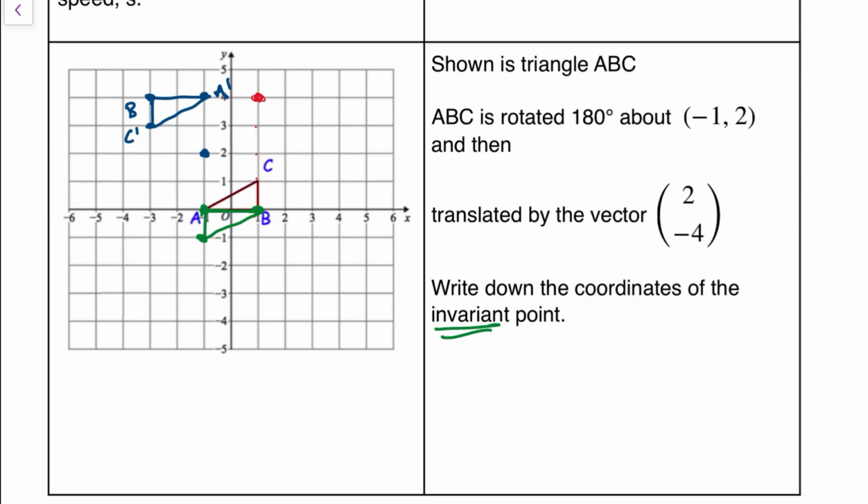And if you haven't already, pause the video. Can you work out which point it is? Because if you haven't seen this sort of thing before, you may not spot it. Okay, did you spot it? The invariant point is actually (0, 0). And that is because this point here did rotate up to here, but then it moved back to where it started from. So it is invariant because it hasn't moved.